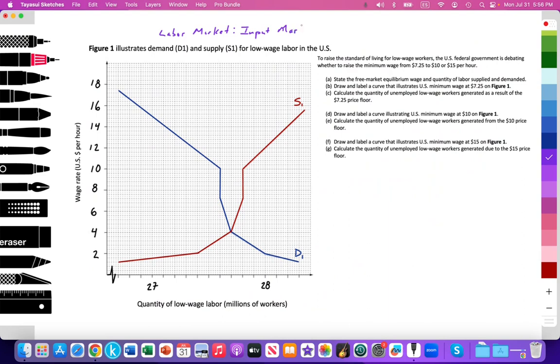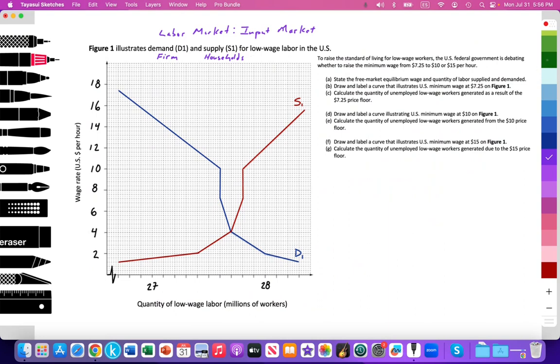The roles here are reversed to what we're used to with output markets. So who is demanding labor? We want to remember that it's the firm that is demanding labor. And who is supplying labor? The S1 curve, it is the household. The household owns the 4 factors of production: land, labor, capital, and entrepreneurship, and they are offering those resources in the input market. So in this case, households own their labor and they're supplying labor into the labor market.